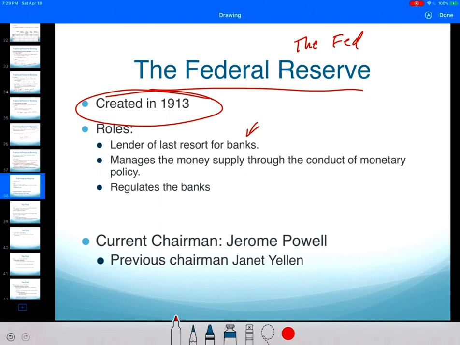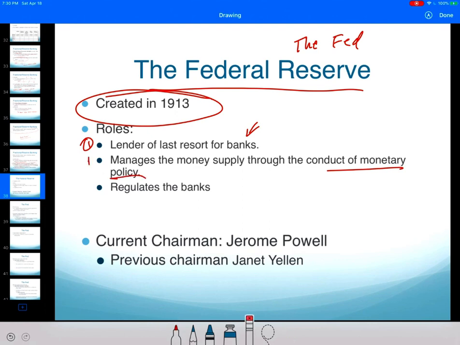And we'll talk about one of the tools where it serves this role. As it's going on right now with the coronavirus, the Fed is actually serving this purpose. It's created a bunch of different ways that banks can take out loans to help them deal with the growing defaults of small business loans. Now, in addition to being lender of last resort, they also manage the money supply.